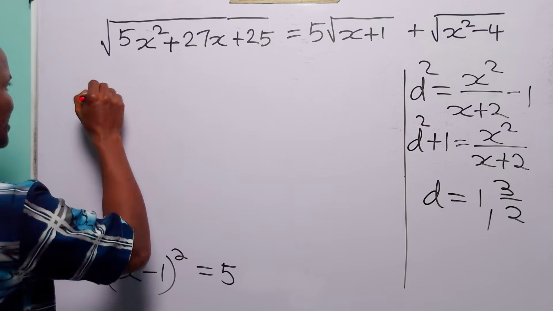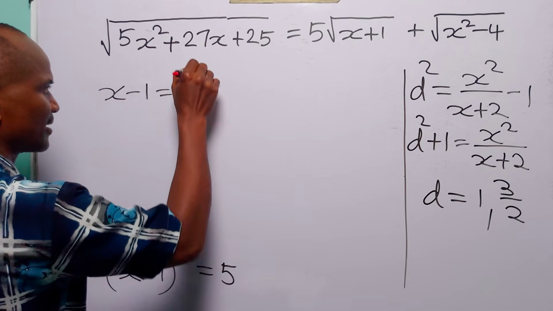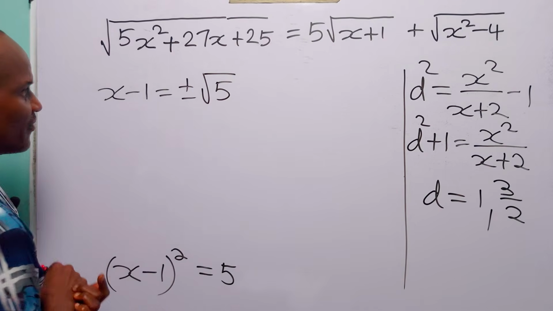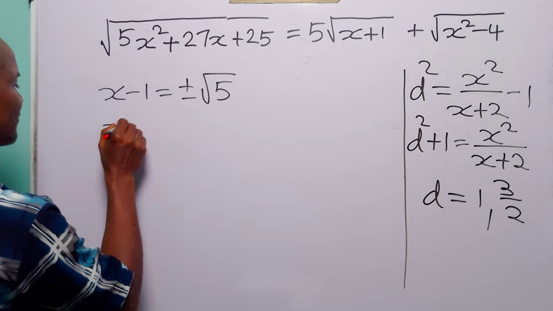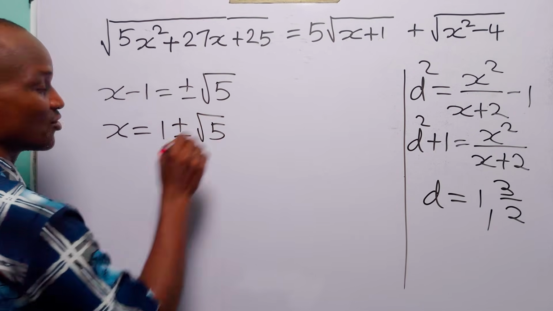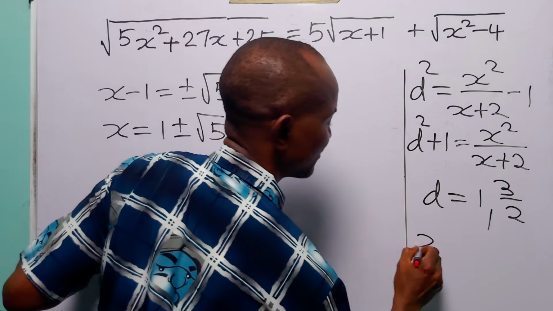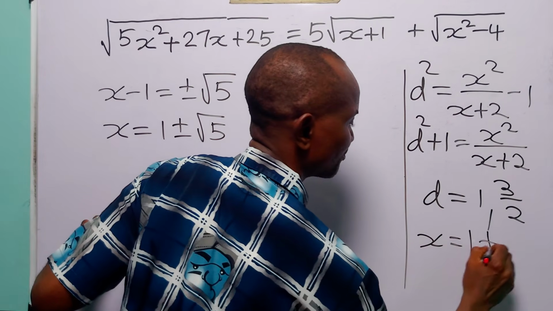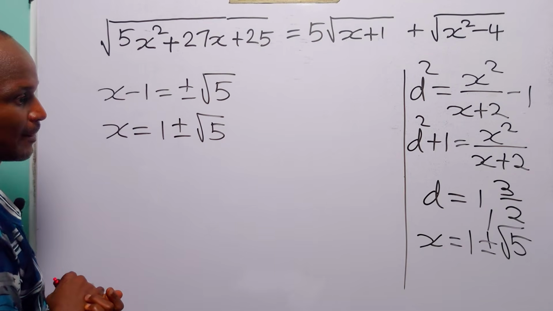When we do that, we have that x minus 1 is equal to plus or minus the square root of 5. Adding 1 to both sides of this equation, we have that x is equal to 1 plus or minus root 5. So we have two values. We have that x is equal to 1 plus or minus the square root of 5.